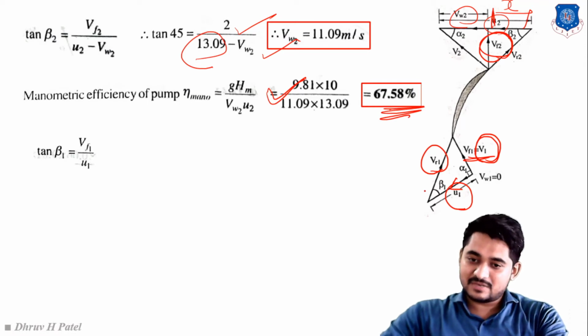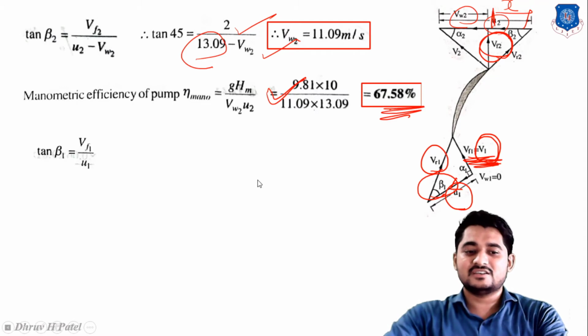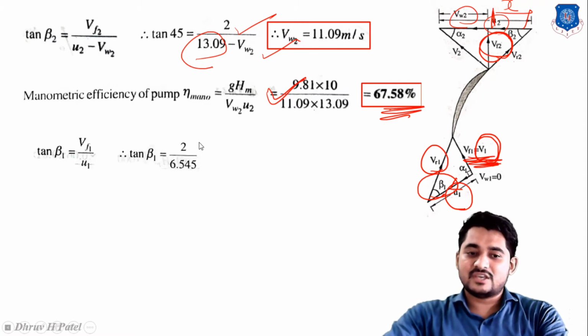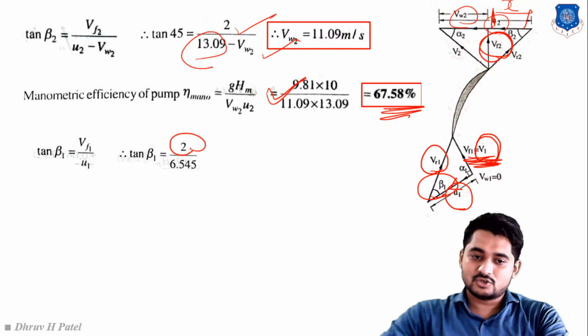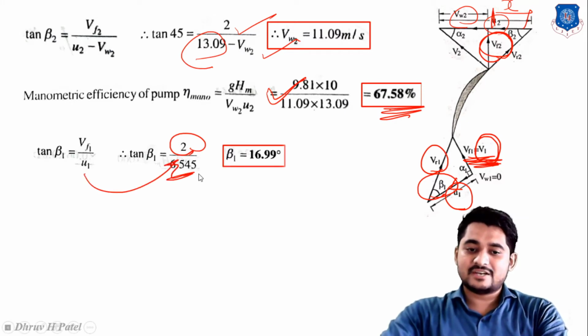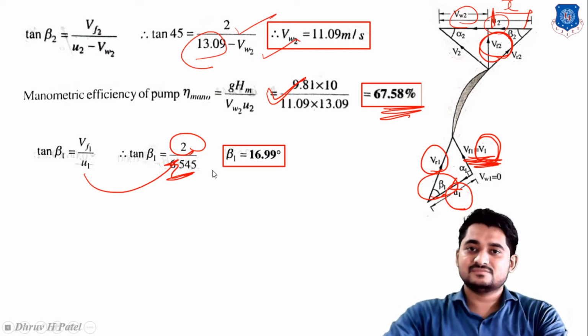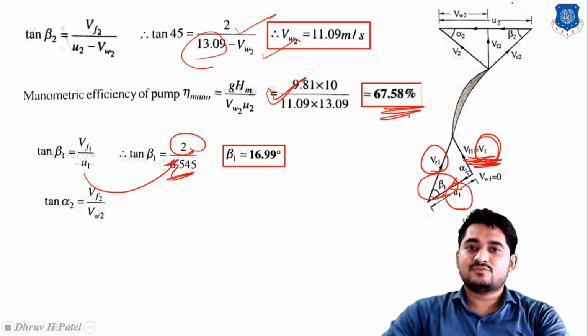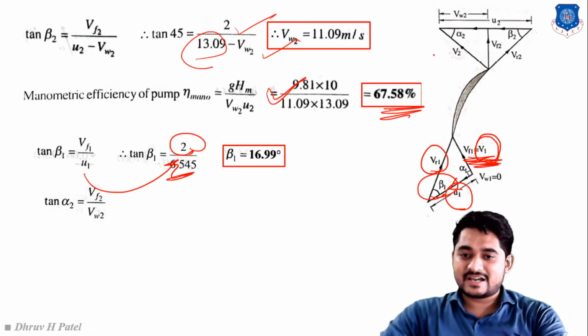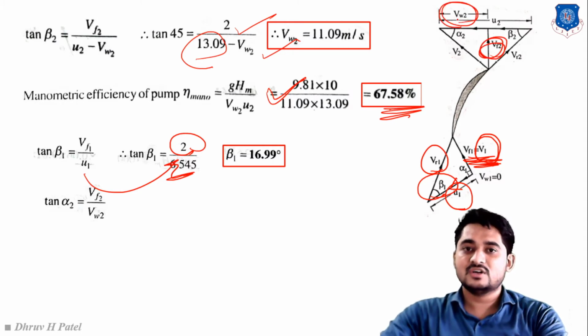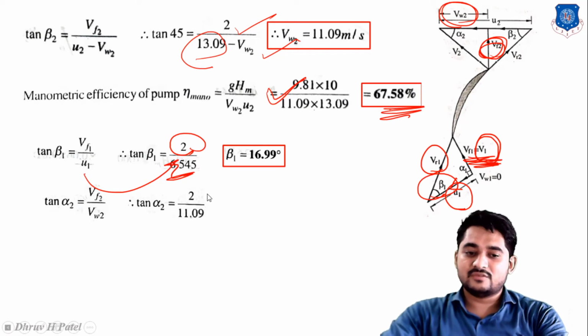From that we can find tan beta 1. For tan beta 1 we have to take the opposite side Vf1 divided by the adjacent side u1. So for beta 1, Vf1 value is already given as 2, and u1 we have already found as 6.54. So from that beta 1 will be 16.99 degree, and after that we have to find alpha 2 also. For alpha 2, for the outlet velocity, tan alpha 2 is the opposite side Vf2 divided by the adjacent side Vw2. So Vf2 is already given as 2 and Vw2 is 11.09.